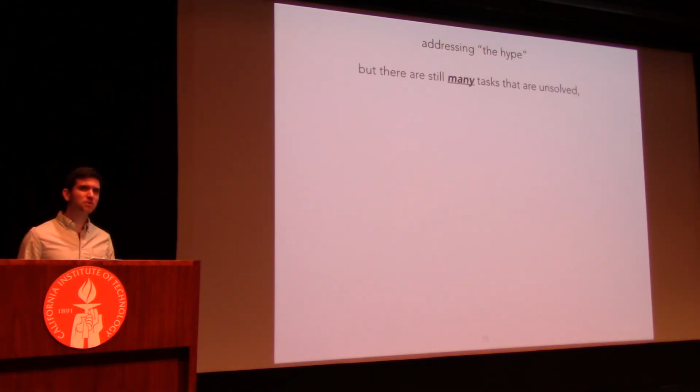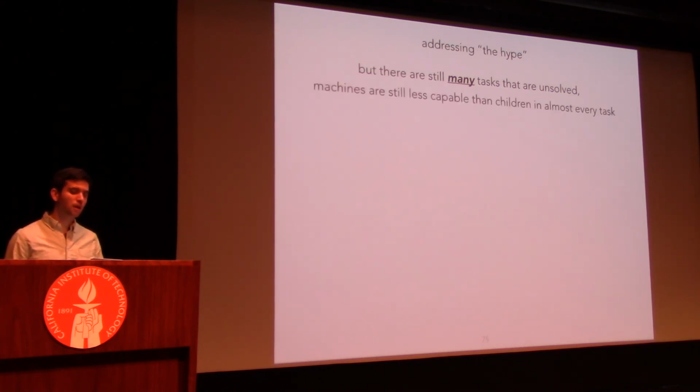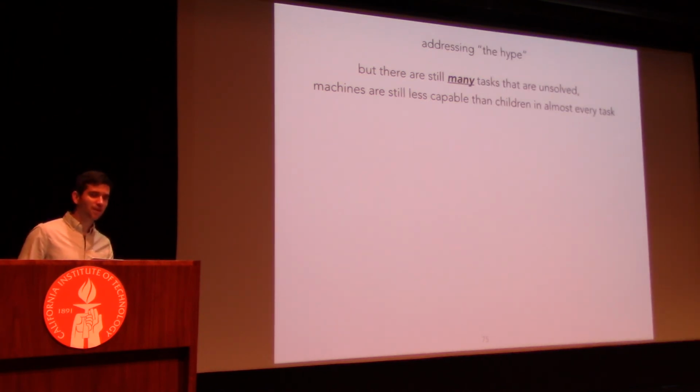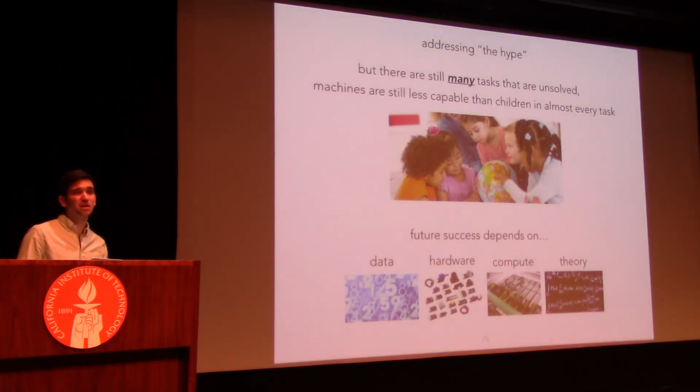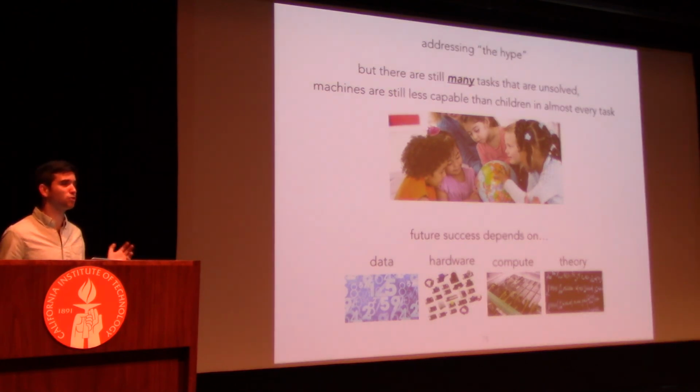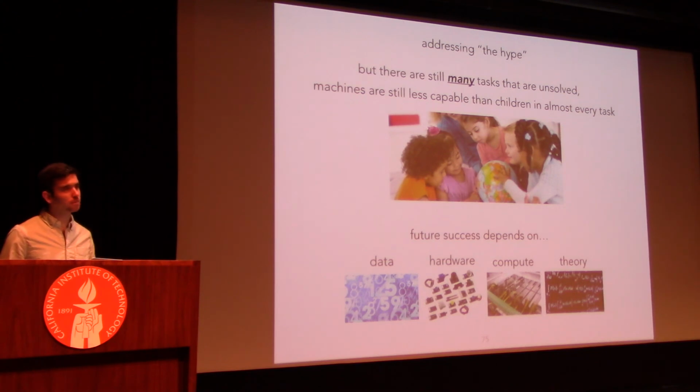But I guess it's important to maintain this view that there's still many tasks out there that are unsolved. And if you really think about it, it's amazing how capable children are. And none of our machines are anywhere near as capable as a human child. There's just so much left to be done. And a lot of that future success depends on a lot of areas that are not directly under control of researchers. We just need more data, better hardware, more computing, and more theory.